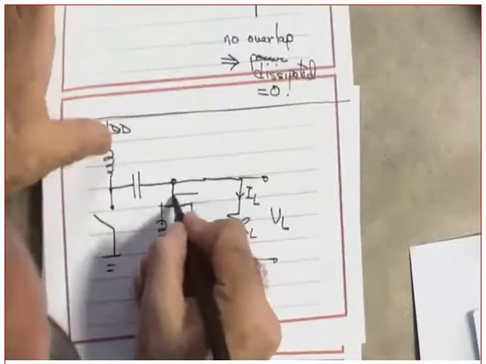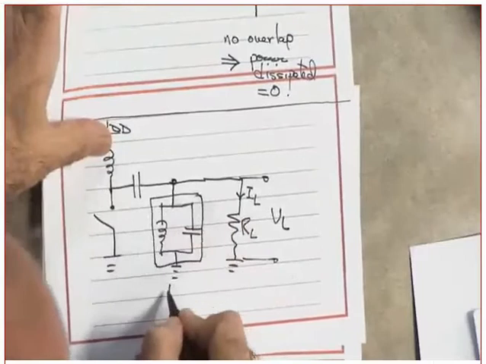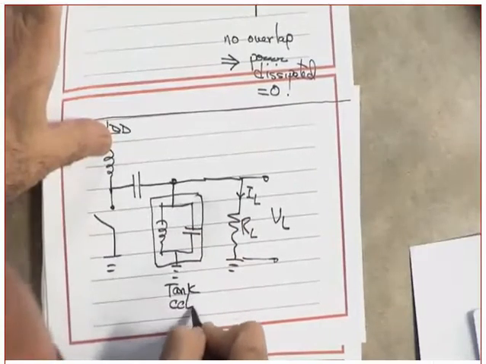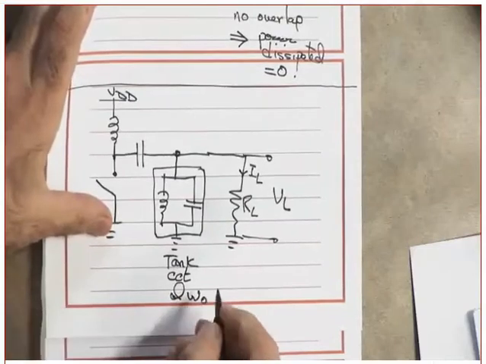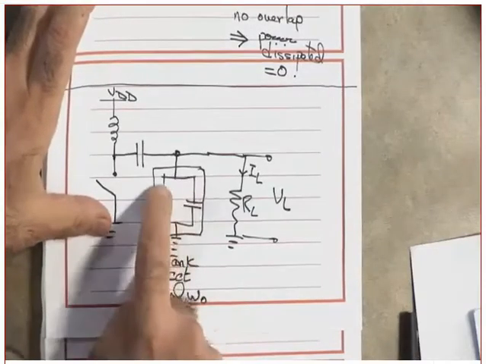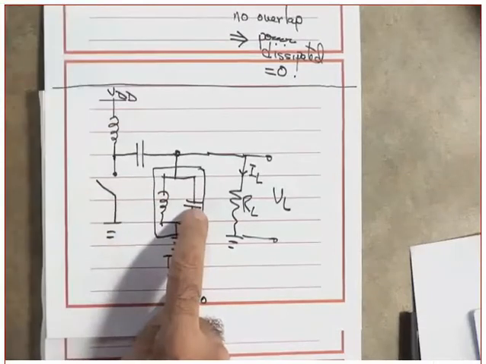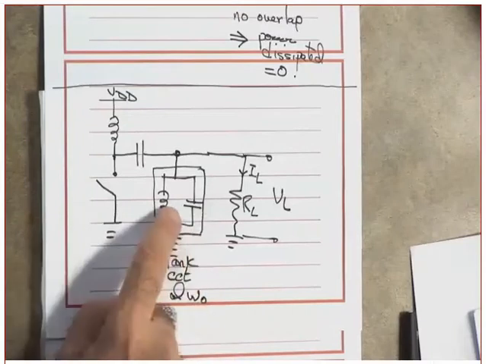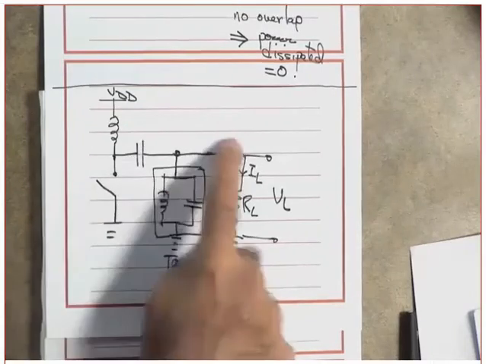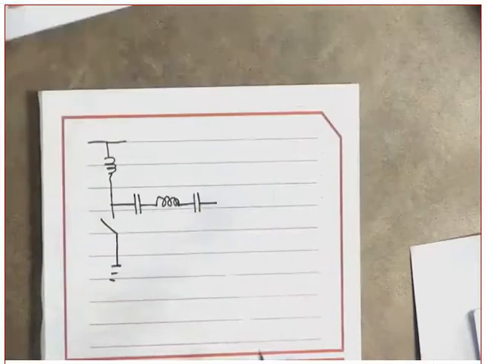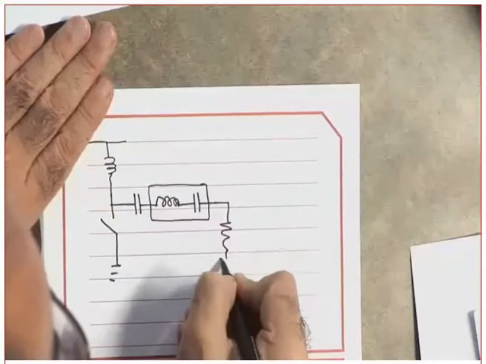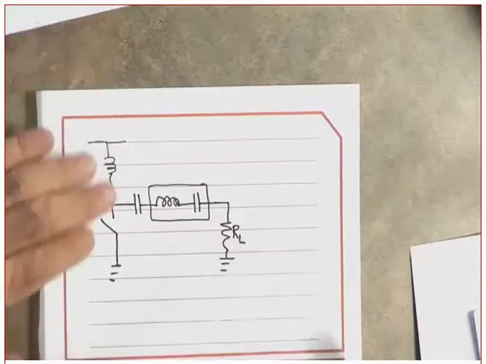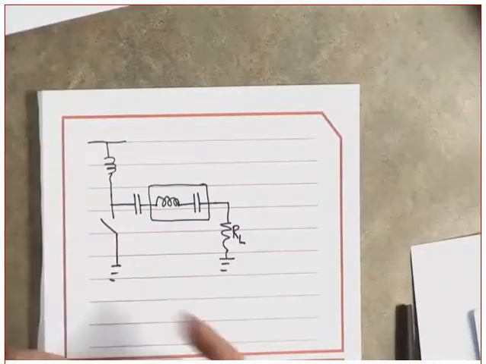What is this, by the way? That's a tank circuit, resonating at omega naught. At omega naught, I want it to behave as an open circuit. At the nth harmonic, the nth multiple of omega naught, I want it to behave as a short circuit, so none of them will go to the load. The next one, where is the tank circuit? This is the tank circuit, and this is the load. Clear so far? Okay, good.